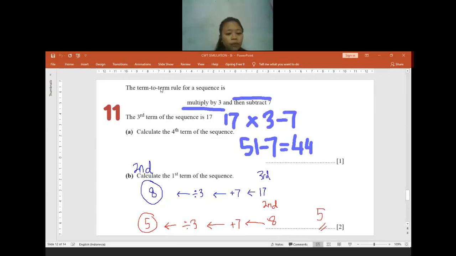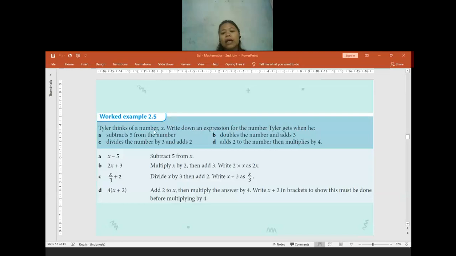I think it's already done for the discussion of the chapter wise test. So I'll continue to the next given in here. We already have the number x, and then we need to find the expression. Subtract 5 from the number. So the number is x, I need to subtract it by 5. That's why I write it as x minus 5.